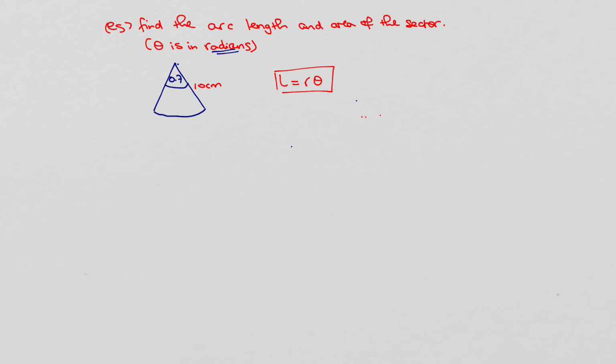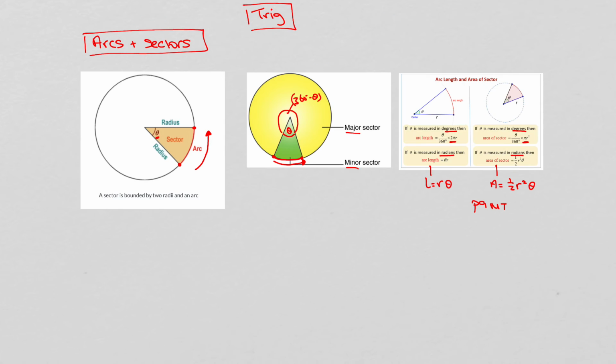So our radius, if we write down, is 10 centimetres, and theta is 0.7 radians. So all I need to do is sub into my formula then. So we have L is equal to 10 times 0.7, and therefore L is equal to 7 centimetres.